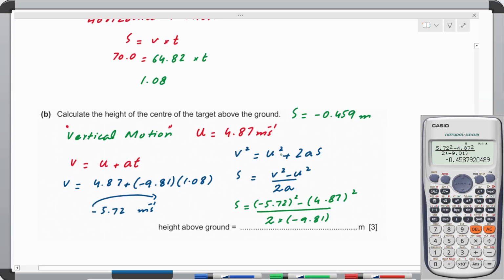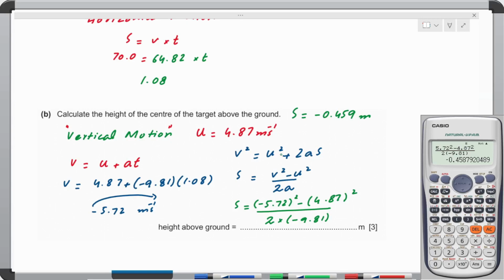Now what does the negative sign show over here? Since you were considering the upward direction as positive, but this time the displacement is negative. So what does that mean? It means you have covered a distance below the original point, below the starting point. You're standing below the starting point.